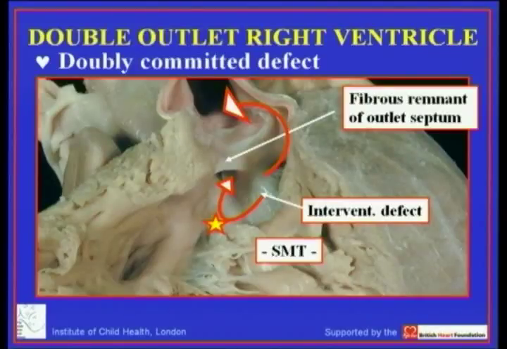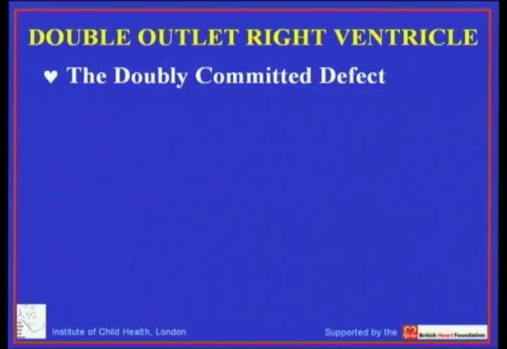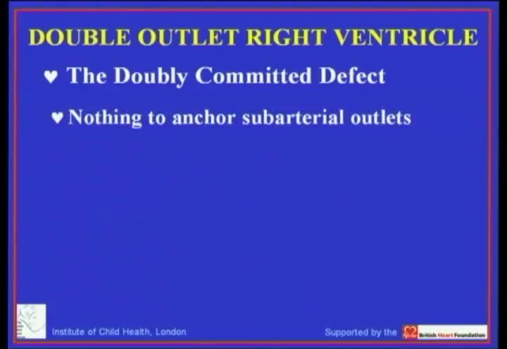So in this instance, the defect does have a muscular posterior inferior rim, but in other instances, that fold may be effaced so that there is mitral to tricuspid valvar continuity incorporating the aortic valve, in which instance the defect will be perimembranous. So the doubly committed defect exists because there is nothing to anchor the subarterial outlets. And because of that, there is also a spectrum of malformation with this lesion towards double outlet left ventricle.